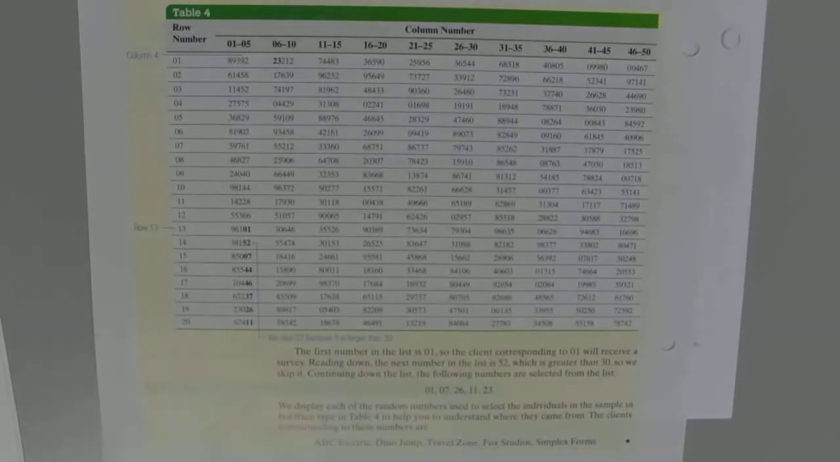So if I had a frame of over 100 students, how many digits am I going to look at? I'm going to look at 3 numbers. So I know that I'll eventually get to the triple digits.